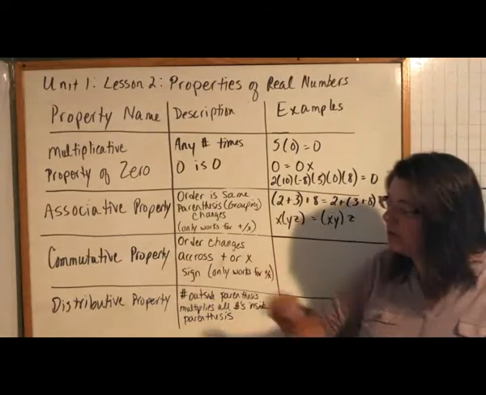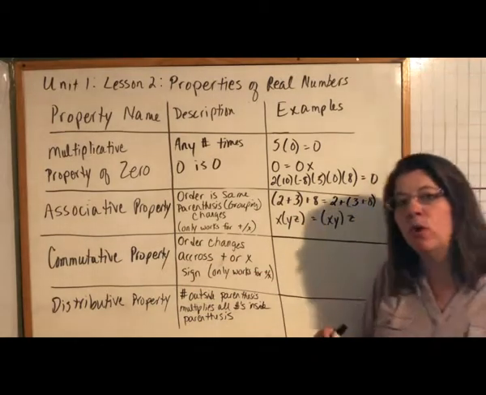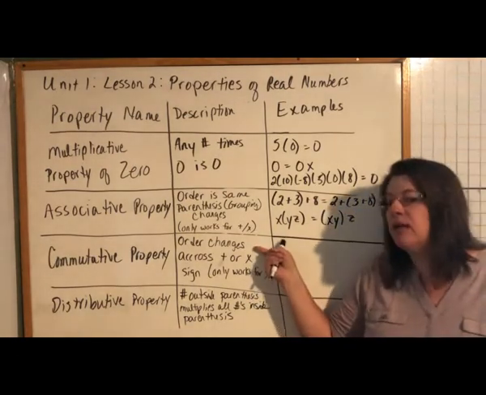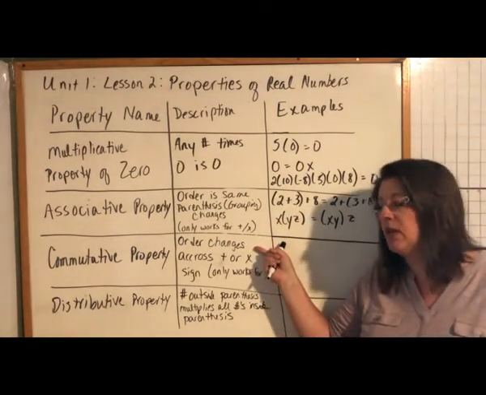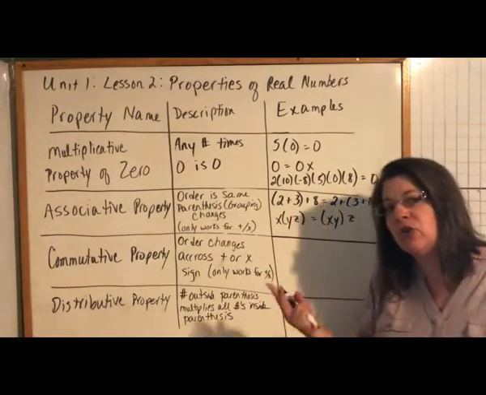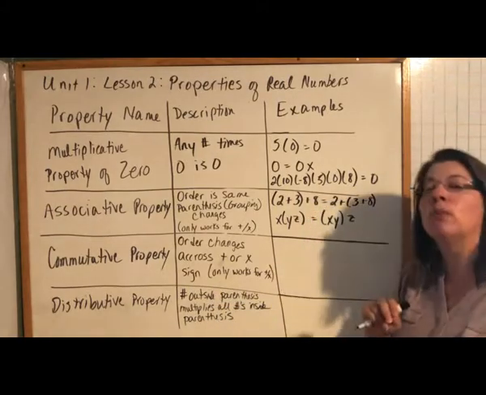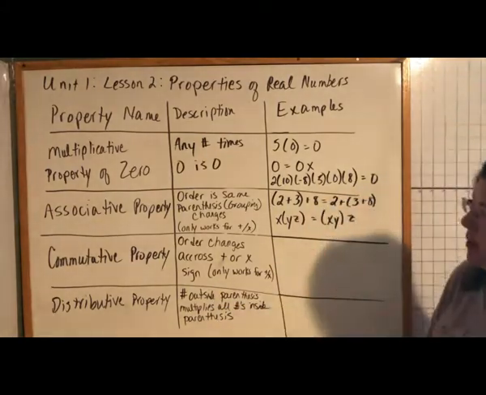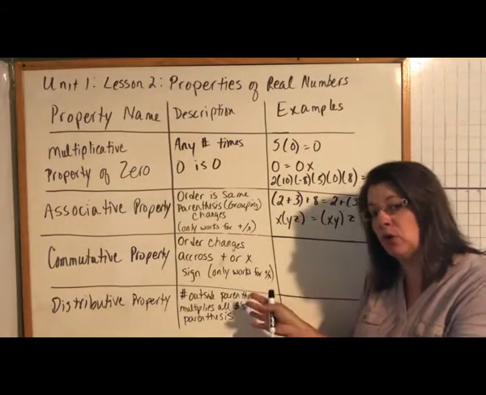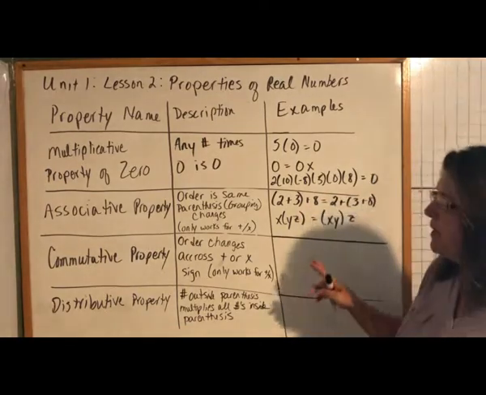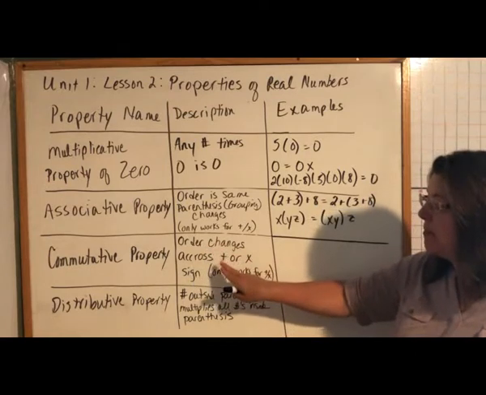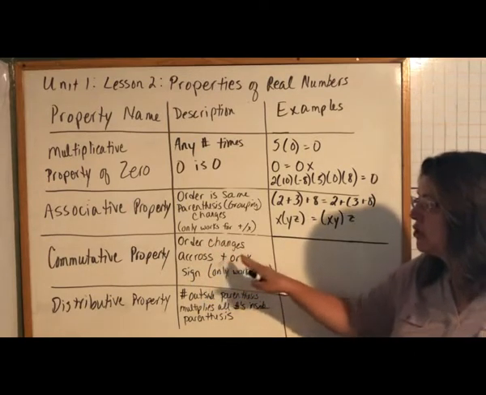The next property is the commutative property. This one also only works with addition and multiplication. But in this one, the order of the numbers does change. So the order of the numbers is going to change in the commutative property. And those numbers are going to change across an addition or multiplication sign. Now, this property is one that kids get mixed up with the symmetric property, which again we'll learn in the next screen.